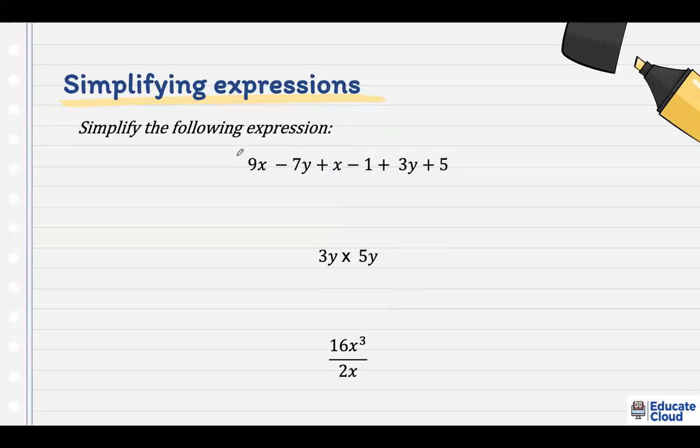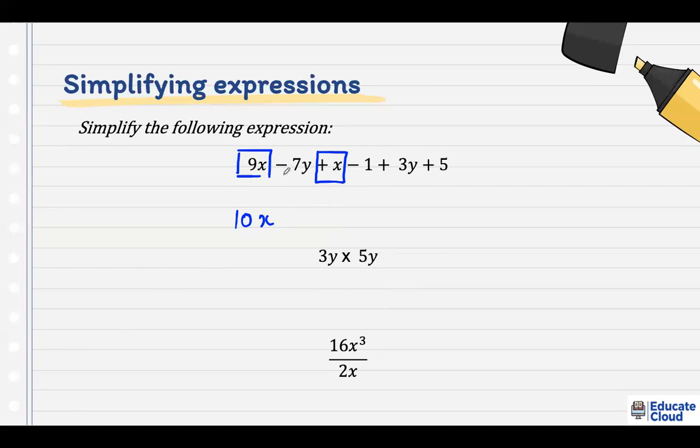So the like terms in the first one, well, it's the 9x and the x here, because they're both x's. They are like terms, and I like to draw the box around the sign as well, because it tells us that we're doing 9x plus 1x. X just means 1x, so that will give us 10x.